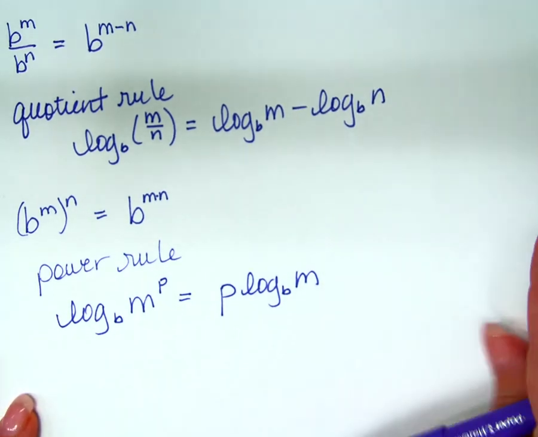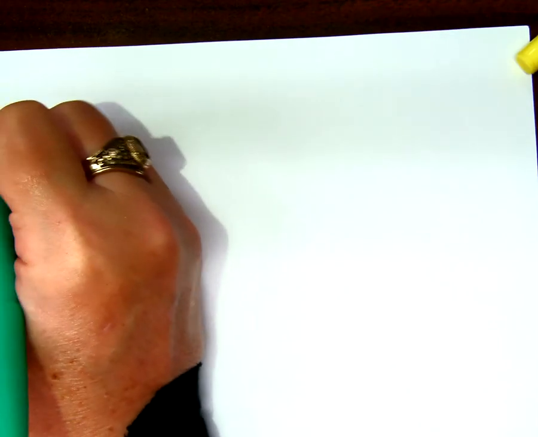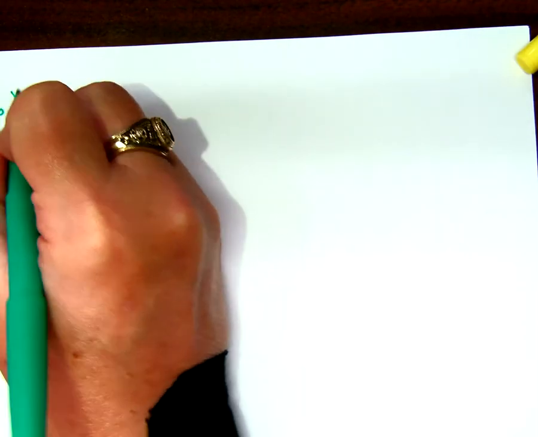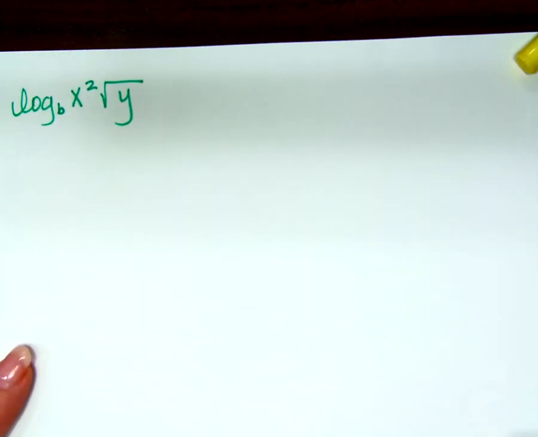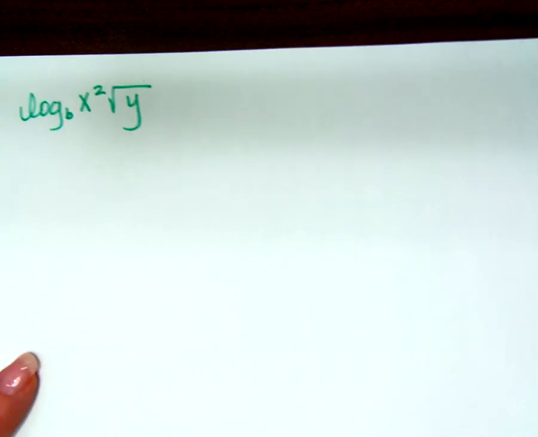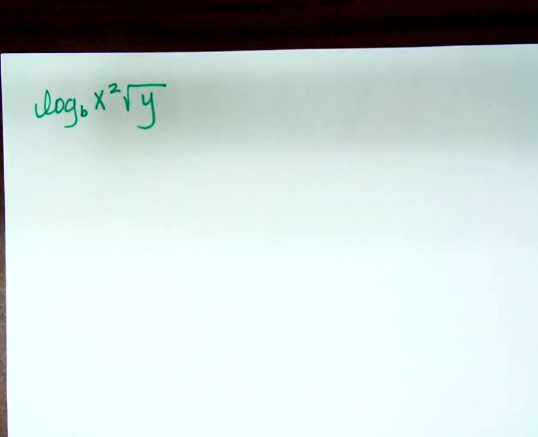So, what if I ask you to take this logarithm, log base b of x squared times the square root of y, and expand it? Well, if I'm expanding it, how many times am I writing the word log? As many times as there are terms, right? So in this case, twice. There's an x term and a y term, so I'm going to have log written two different times, one for the x and one for the y.